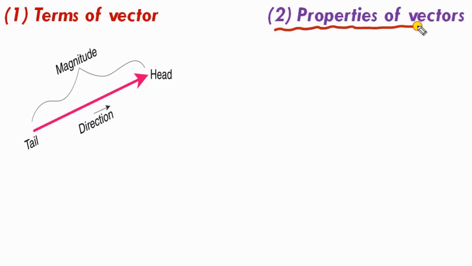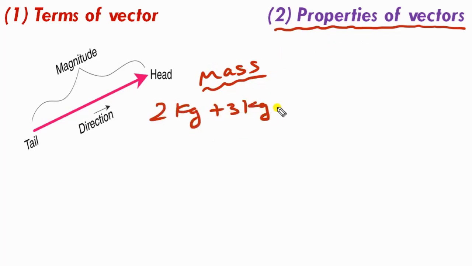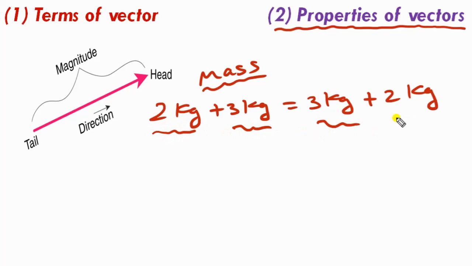Let's talk about properties of vectors, and to understand it, let's come back to scalars again. To understand the concept, we are taking the example of mass, which is a scalar quantity. If I ask you what is 2 kg plus 3 kg, your answer would be 5 kg. If I ask you what is 3 kg plus 2 kg, your answer would again be 5 kg. So we can clearly see that no matter whether you are writing it as 2 plus 3 or 3 plus 2, both would get you the same result.